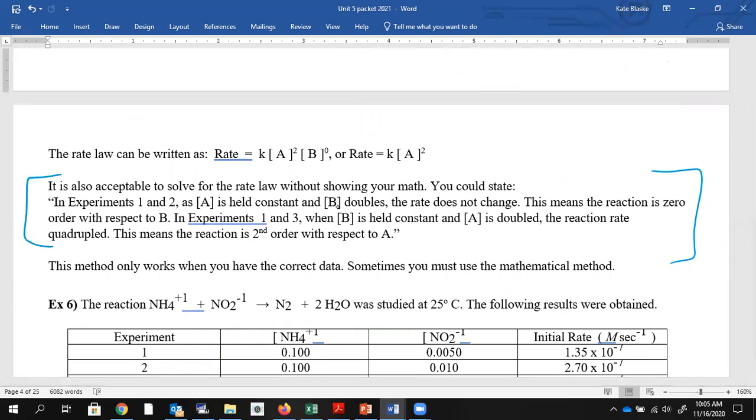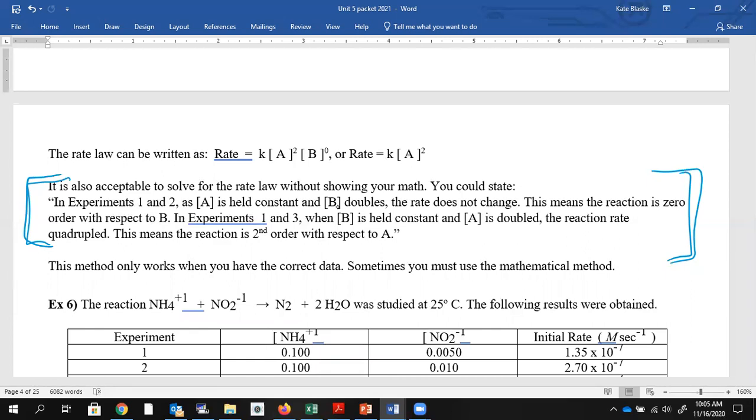We could say in experiments 1 and 2, as A is held constant and B doubles, the rate does not change. This means the reaction is 0 order with respect to B. In experiments 1 and 3, when B is held constant and A is doubled, the reaction rate is quadrupled. This means the reaction is second order with respect to A. Right? So we can't always do this comparison method. Sometimes the data doesn't allow us to do that. So you need to be able to fall back on that mathematical relationship also.